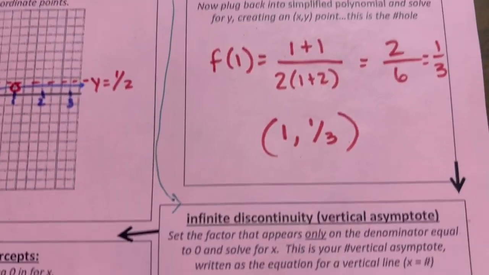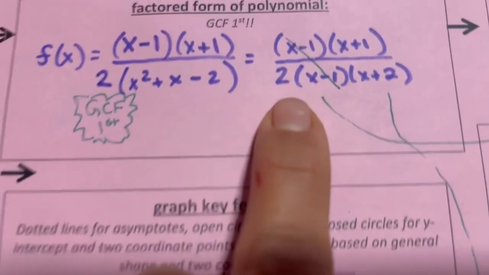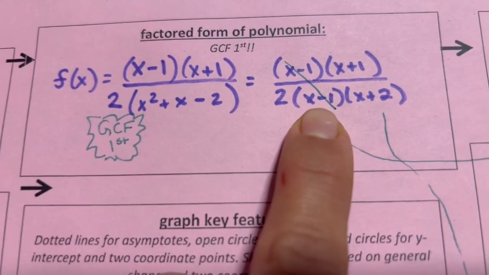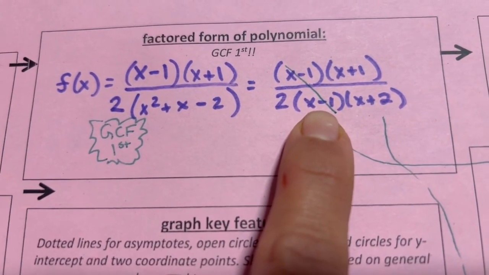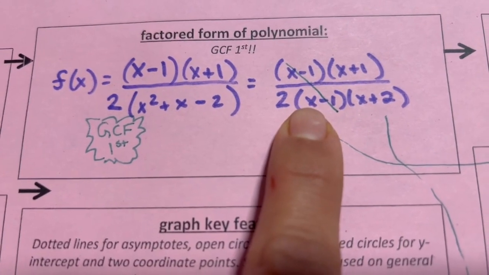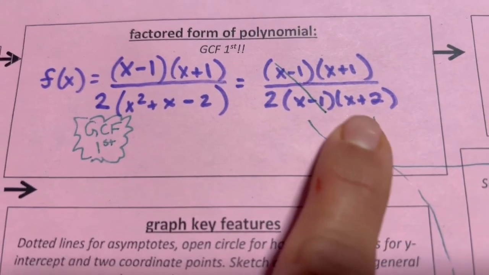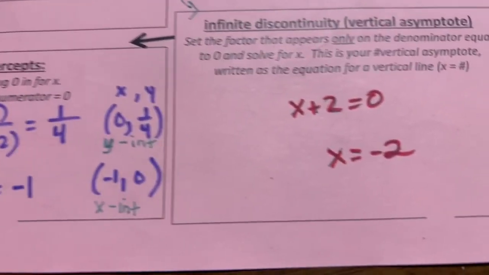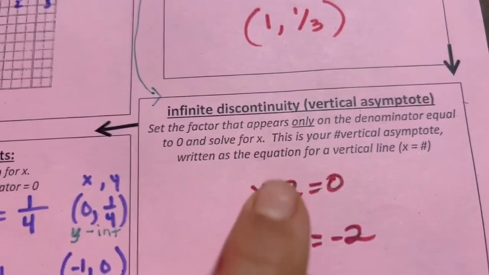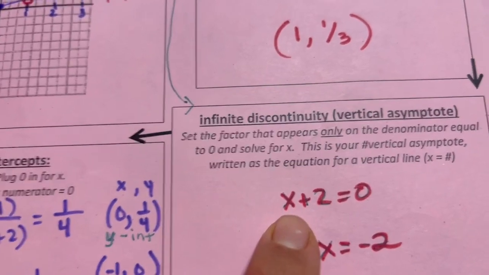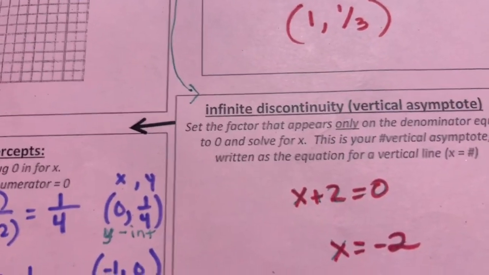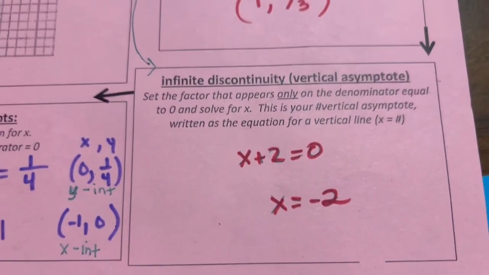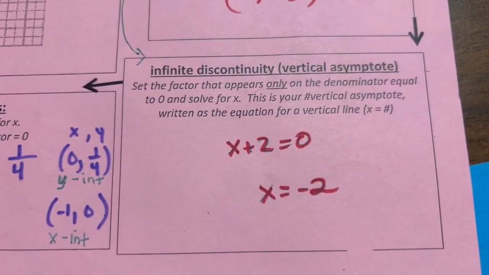Continuing on with these points of discontinuity, there were two factors in my domain. Both of them lead to an undefined value in the domain of the function. We already dealt with this x minus 1 factor. Now let's look at x plus 2. Over here, I take the other factor, any remaining factors. In this case, it's x plus 2. Set it equal to 0, and we get a vertical asymptote at x equals -2.